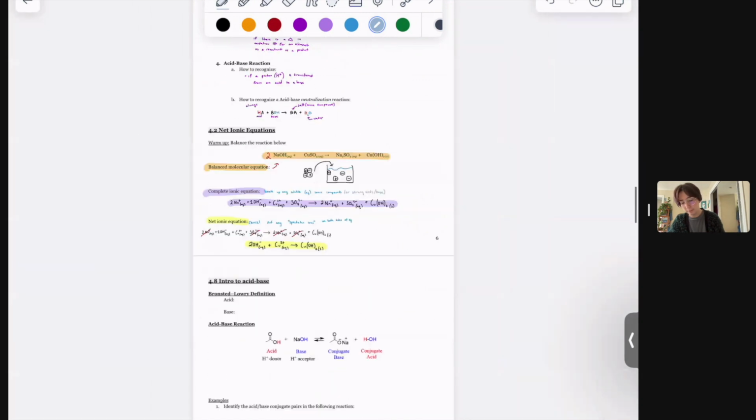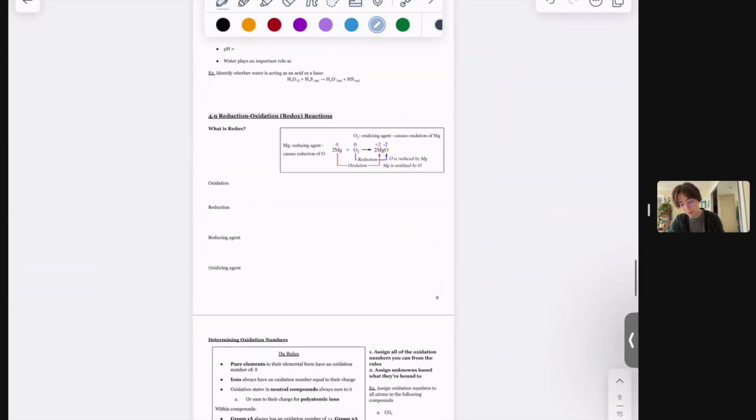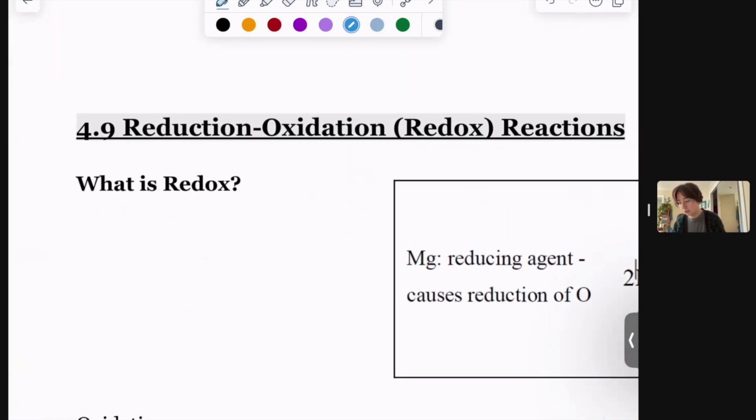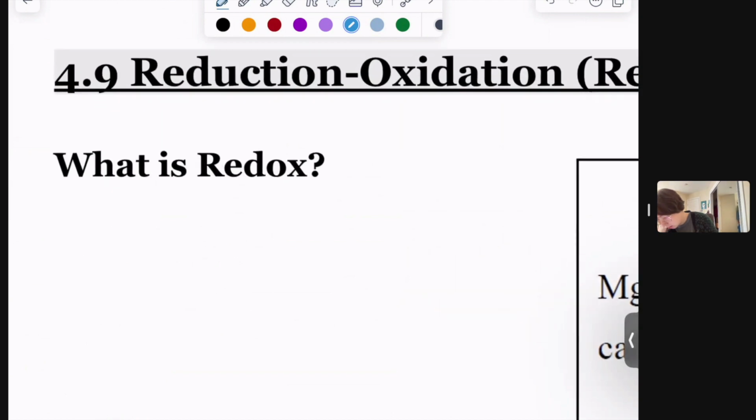Okie dokie. I'm going to scroll down to 4.9, redox. So fun. Hopefully this is something we're a little bit familiar with. I'm just going to brief us on some of the vocab for this and the skill of oxidation numbers, and then we'll learn about half reactions in class together. So let's take a look at this. Redox is a type of reaction where electrons are transferred.